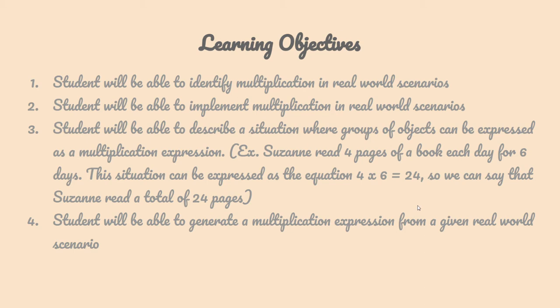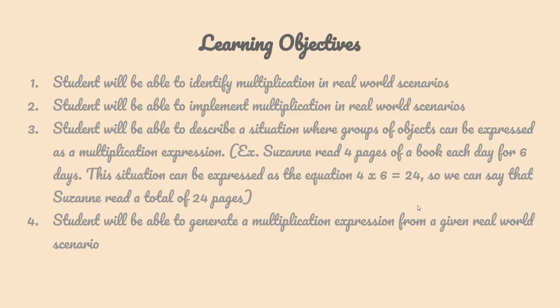So then it goes on to give an example of what exactly that means, which is basically just you give a story where 4 groups of 5 can equal 4 times 5. For example, 4 pages of a book for 6 days equals 4 times 6. And the next one is students will be able to generate a multiplication expression from a given real world scenario. So if we gave students a real world scenario, the hope is by the end of this lesson that they can generate a multiplication expression because of that.